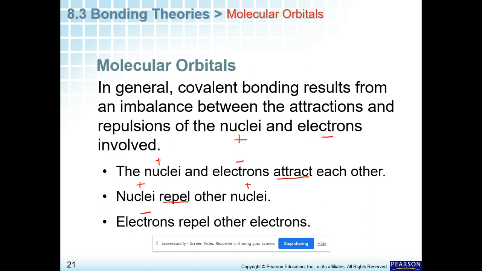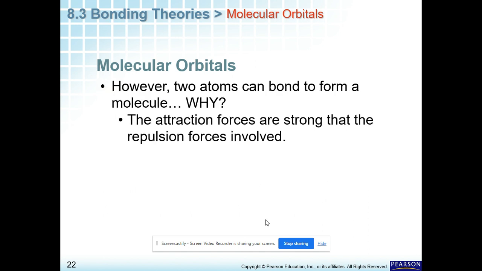Same thing with electrons. The electrons of one atom are going to repel the electrons of another atom because here again you have like charges. So why are 2 atoms able to bond and form a molecule if we have things in them repelling each other? Well, that's because the attractive forces are stronger than the repulsion forces. So these atoms are able to bind together through these really strong bonds.